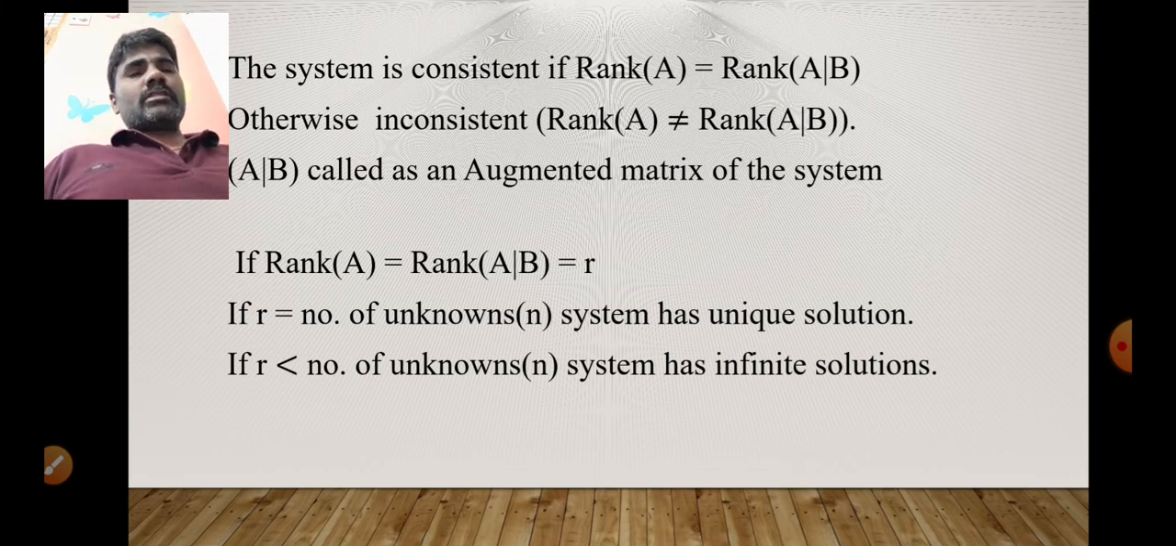Suppose the system is consistent, that is, rank of A equals rank of AB equals some number R. Now if R is equal to the number of unknowns, that is the number of columns, the system has a unique solution. Otherwise, if R is less than the number of unknowns, that is less than the number of columns, then the system possesses an infinite number of solutions. Depending on these conditions, we can decide how many solutions the system may possess, either unique or infinitely many.